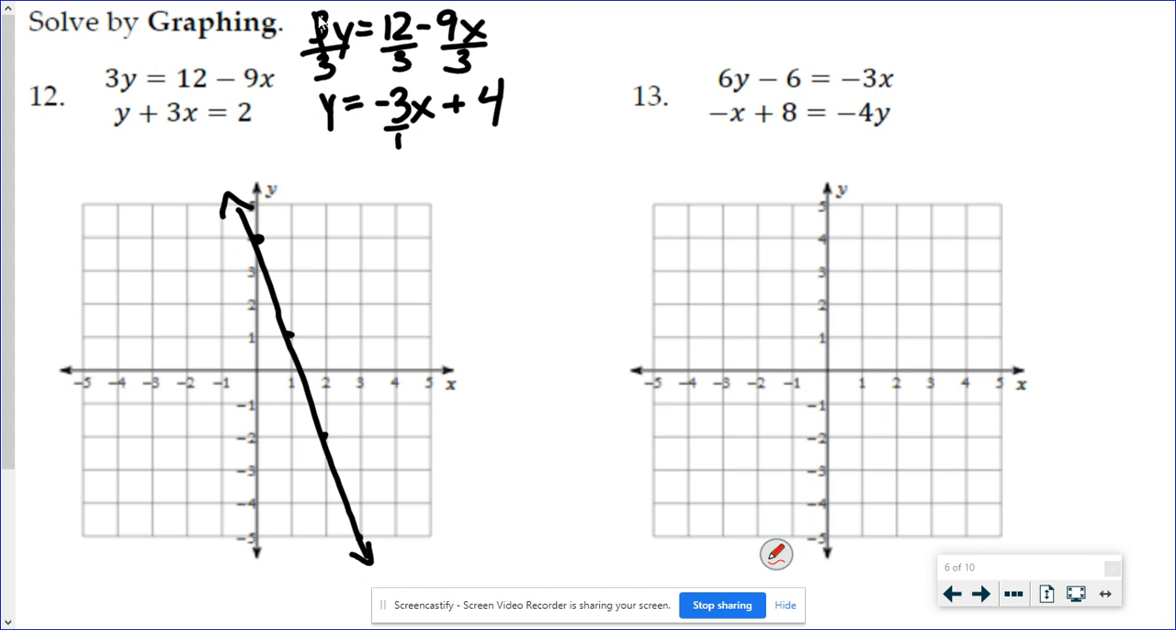In the second equation, I need the y by itself. I just have to get rid of the 3x. So I would subtract 3x. Y equals negative 3x plus 2.